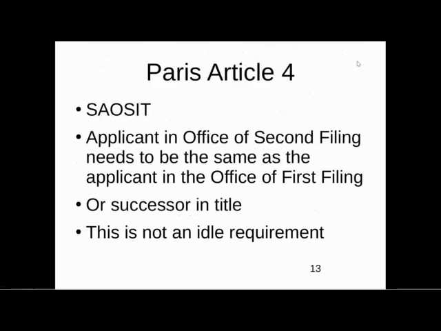How many of you know what SAOSIT means? It means same applicant or successor in title. Google it. Google it later. Those of you who have a computer going right now, plug it into Google right now. Look at your Google search results.